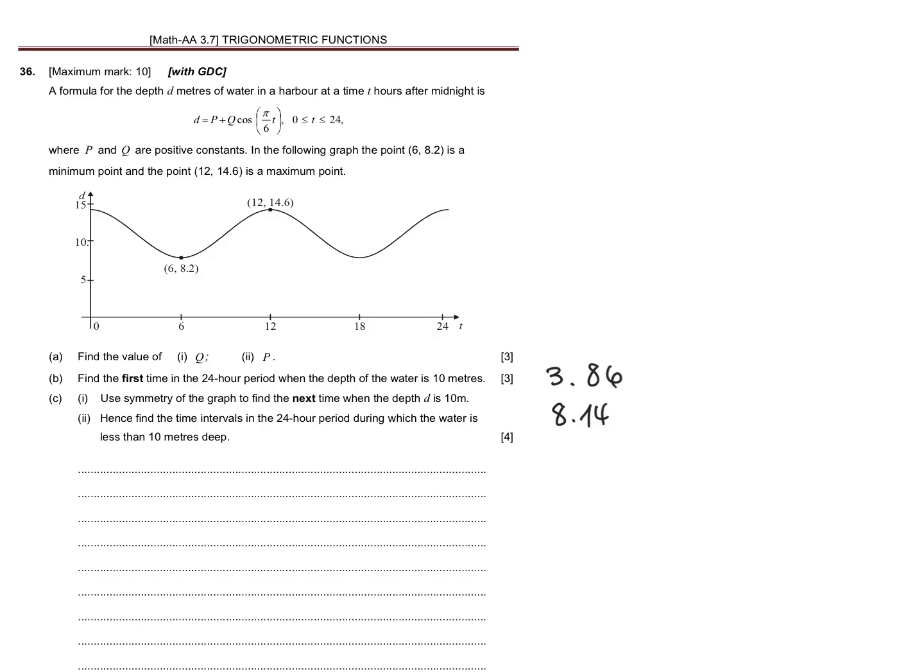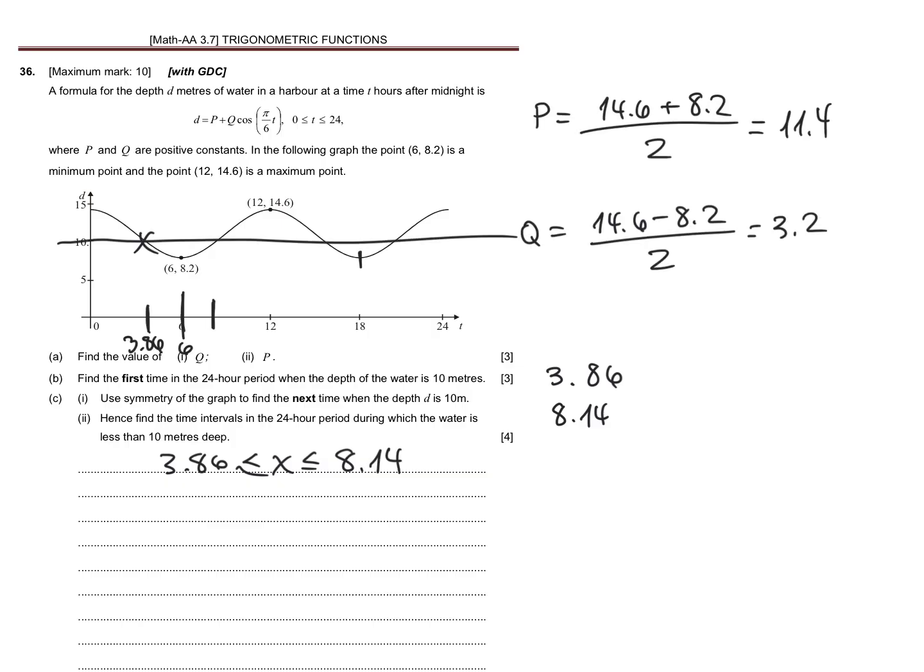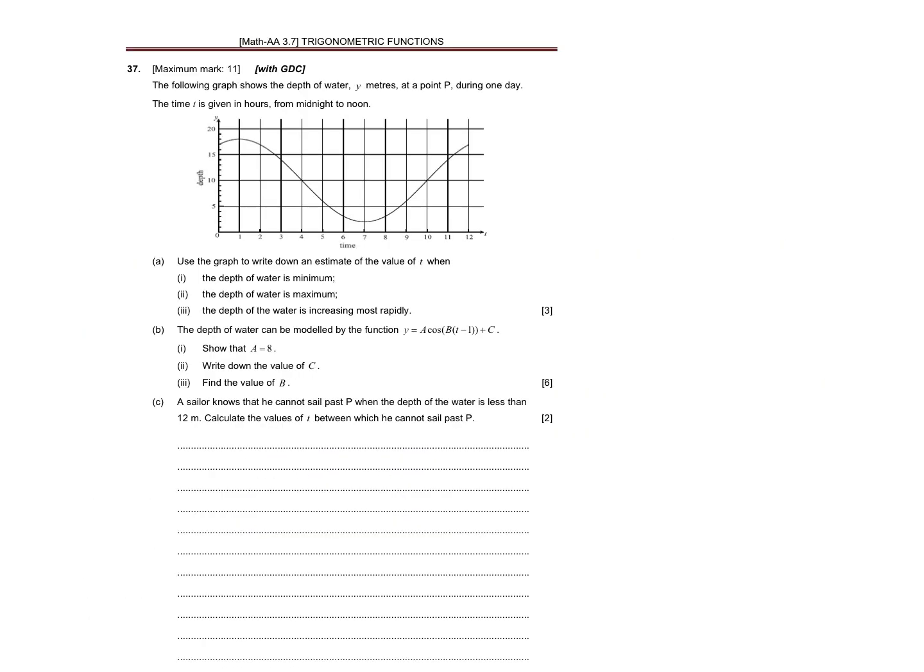Hence find the time intervals in the 24-hour period during which the water is less than 10 meters deep. So it's in between 3.86 and 8.14. Then, if this is at 18, well, what's the period here? 2 pi over 6, which is 12. So if we add 12 to both these, that's 15.86 to 20.86.